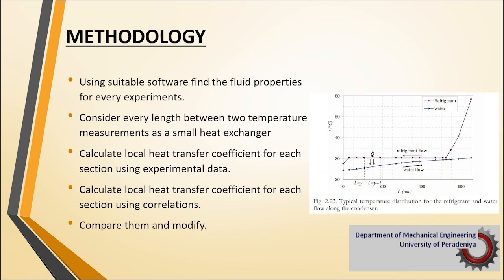The methodology involves the following steps. Using appropriate software to determine fluid properties for all experiments. Treating each section between two temperature measurements as an individual small heat exchanger. Calculating the local heat transfer coefficient for each section based on experimental data. And applying and comparing existing correlations and modifying them as needed for accuracy.